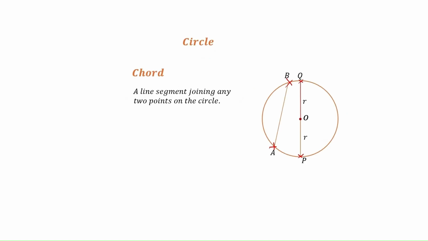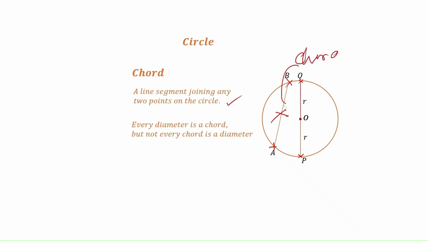What is a chord? A line segment joining any 2 points on the circle is called a chord. Here AB is the chord. Every diameter is a chord, but not every chord is a diameter. This is not the diameter. This is not the diameter. This is only a chord. And this is the diameter because it passes through the center.